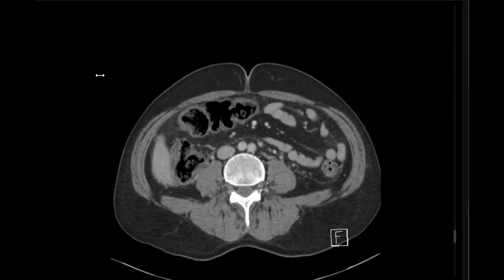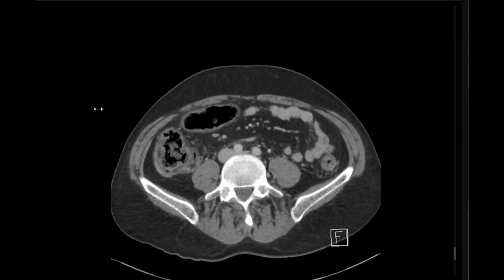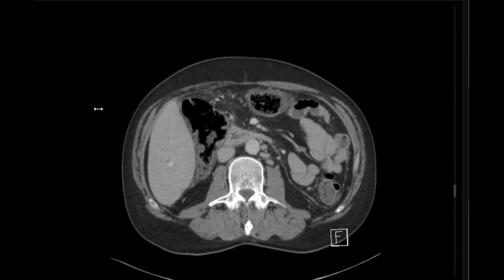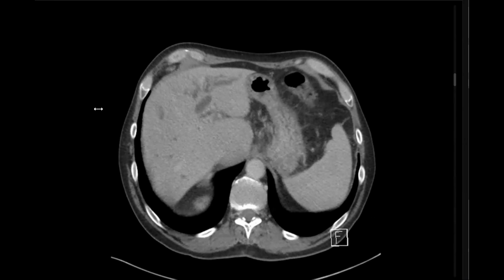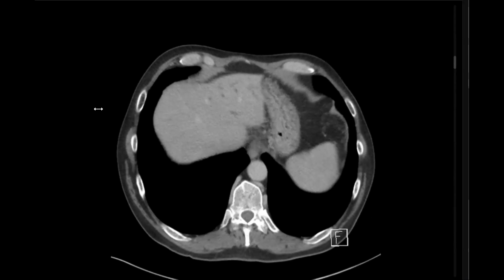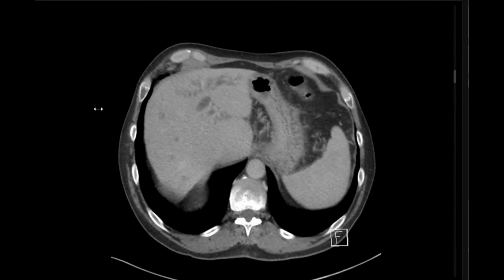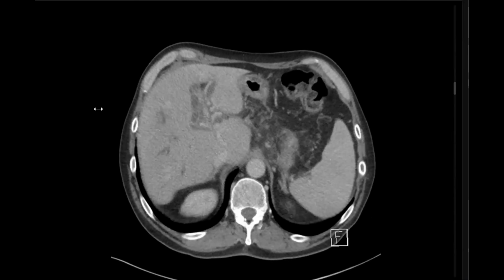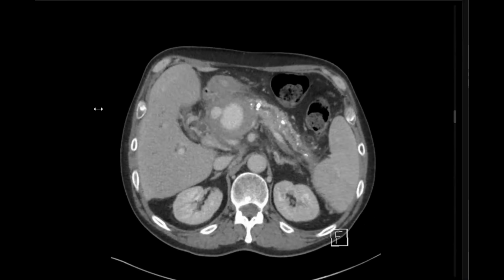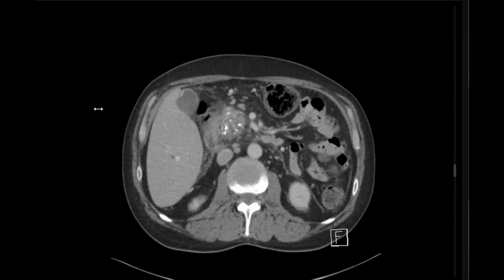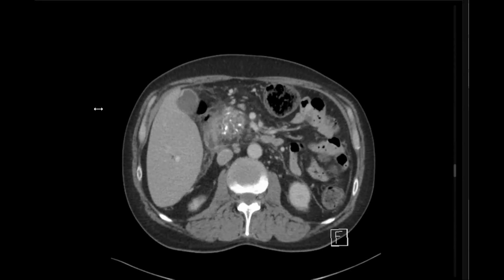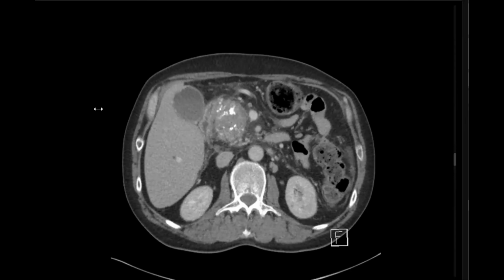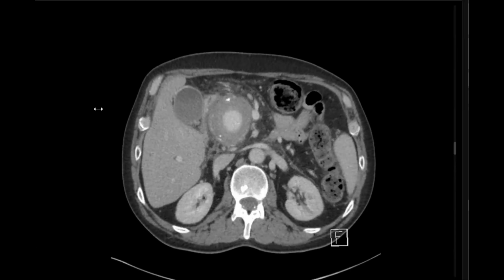I will go down to see all the images. The area of interest is at the porta hepatis and in the peripancreatic region. So this is the area of interest, in which I can appreciate multiple areas and foci of calcification noted at the head of the pancreas and the whole of the body of the pancreas, suggestive of chronic pancreatitis. There is peripancreatic fat stranding as well.